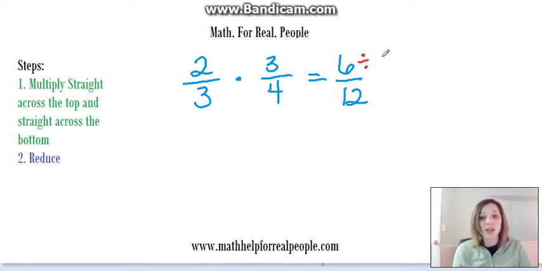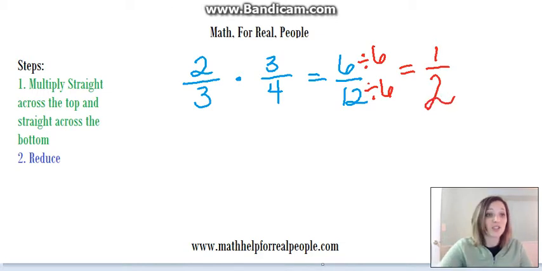If you didn't see that, you could do the top can be divided by 6, and the bottom can be divided by 6. And reducing is just dividing the top and bottom by the same thing. Ooh, just like that. Alright, so let's do division.